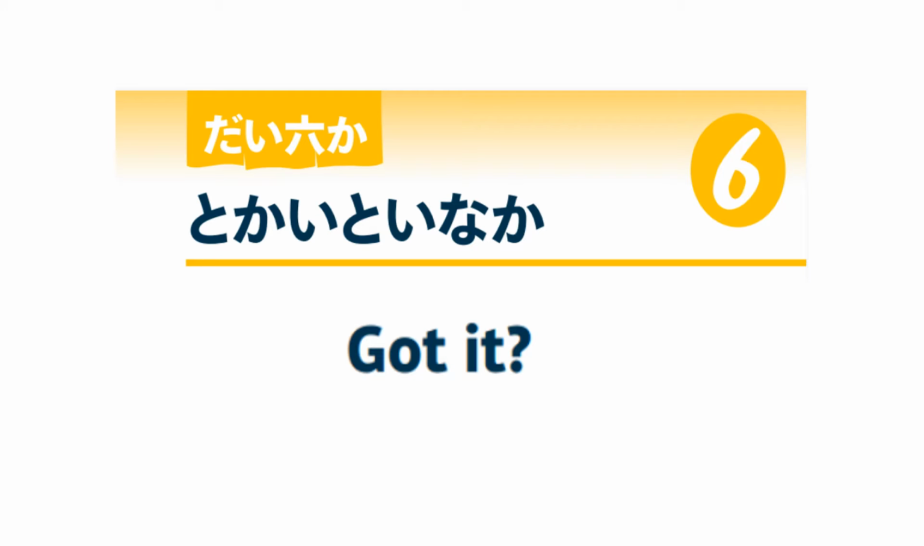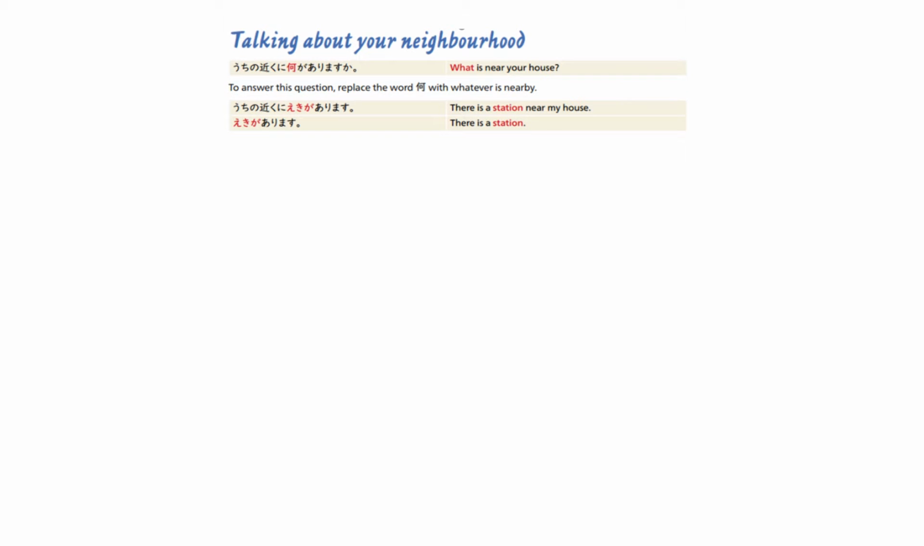Unit 6, Tokai to Inaka, the city and countryside. Got it. So this comes from the Got It section of Unit 6. It shows you how to talk about your neighborhood. I'll just read this out to you quickly and then I'll break it down in more detail.